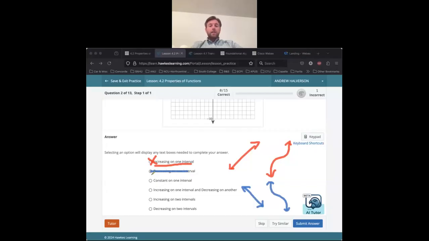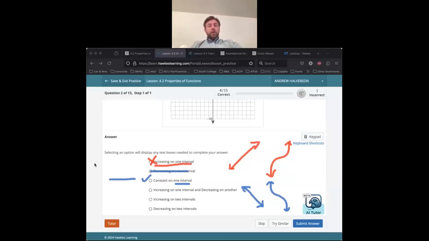Is it constant on one interval? What we mean by one interval is the whole way through. Just one interval, the whole way through. And yes, ours was. Constant means flat, and constant on one interval means constant all the time. So yes.